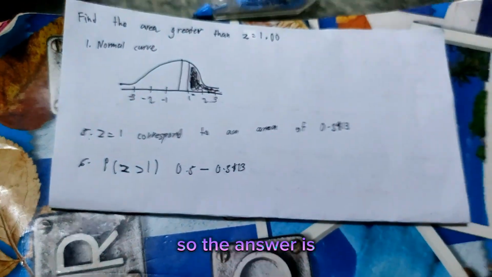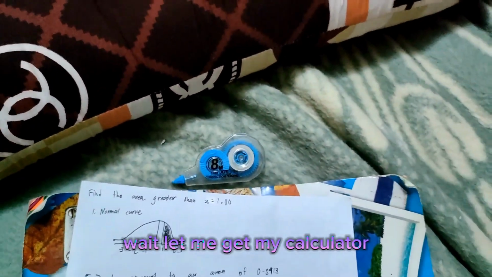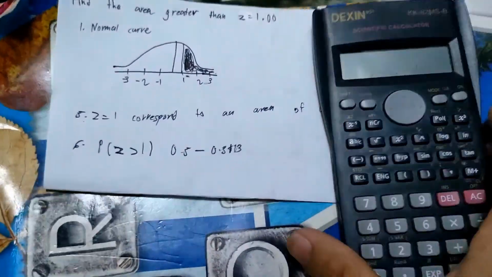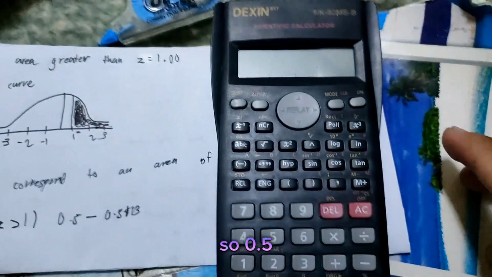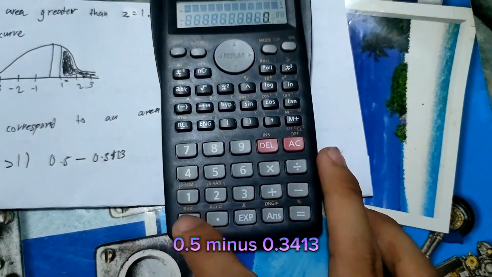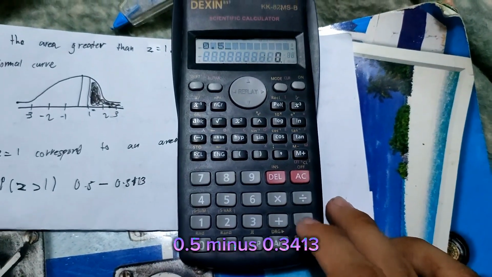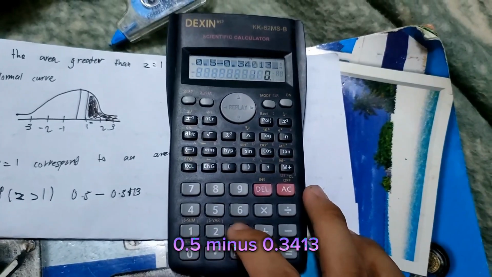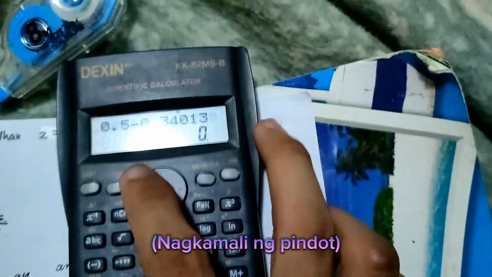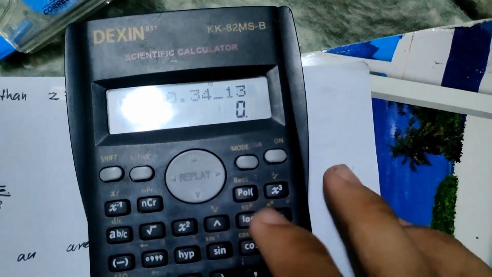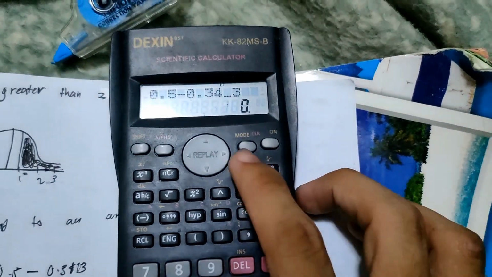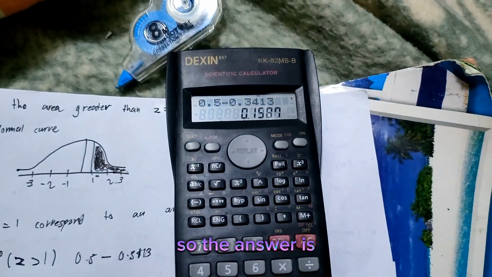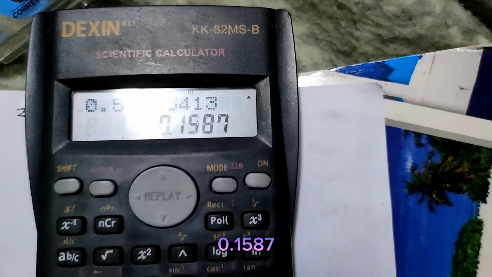So the answer is, wait, let me get my calculator. So 0.5 minus 0.3413. So here is 0.3413. So the answer is 0.1587.